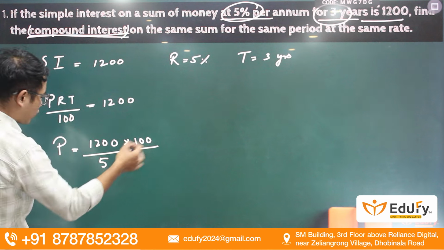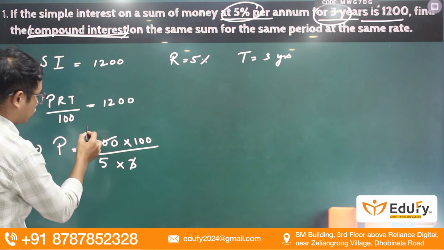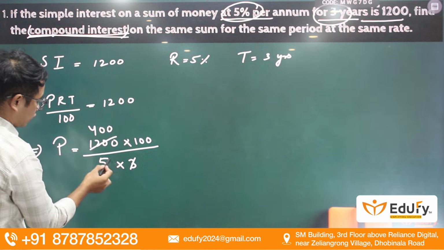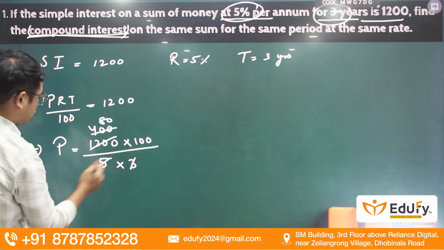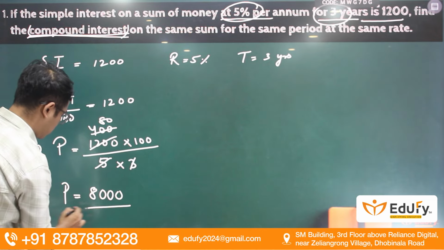Okay, so you can cancel any way you want. You can cut 5 with this one or this one. I'm starting with 3. This is 400, then 5 again, you cut 80 here, so that means your principal is 8,000. Okay, so this is your principal.